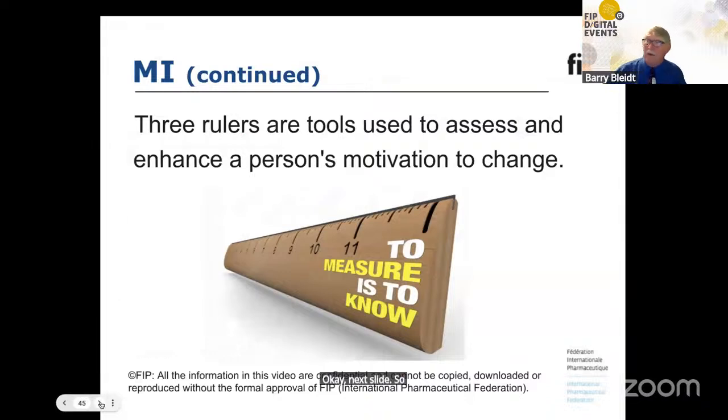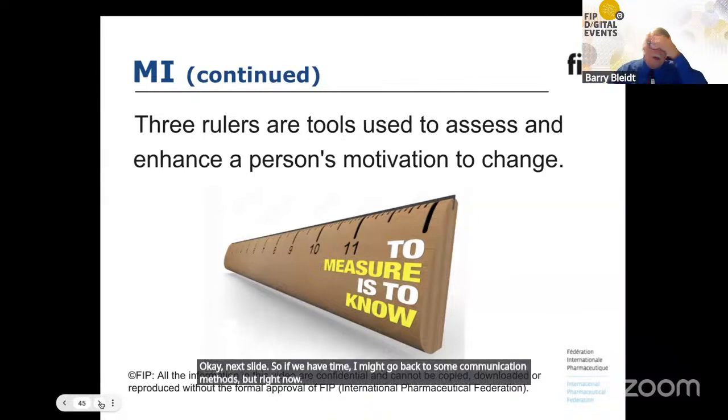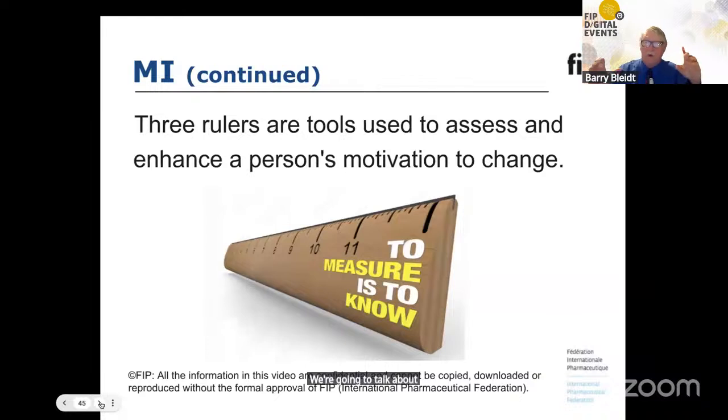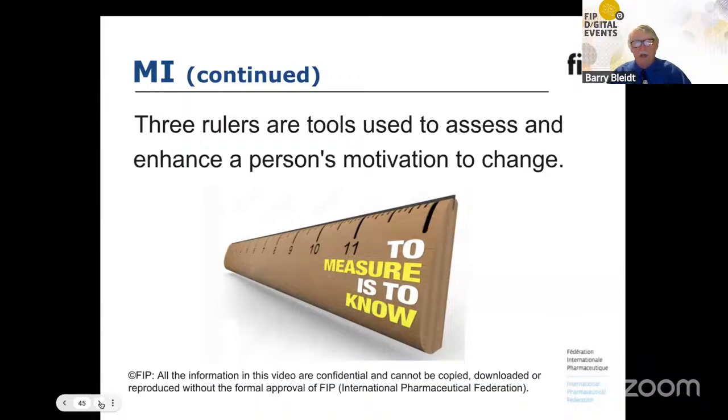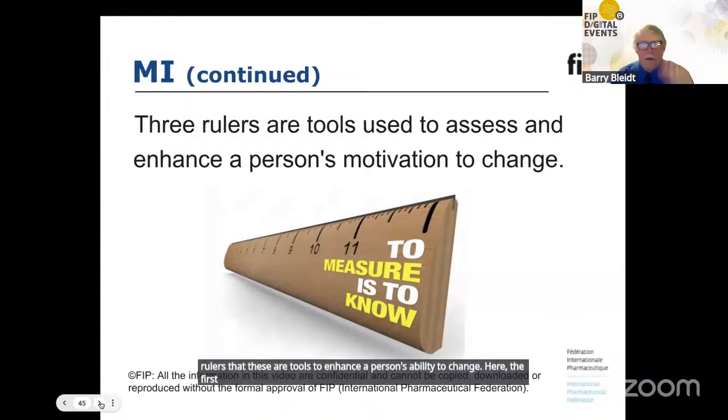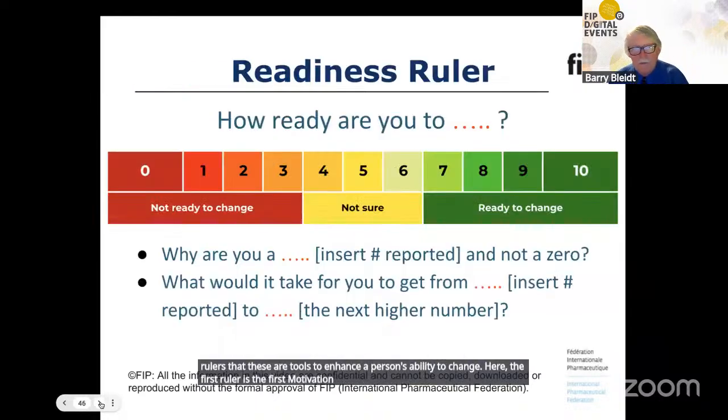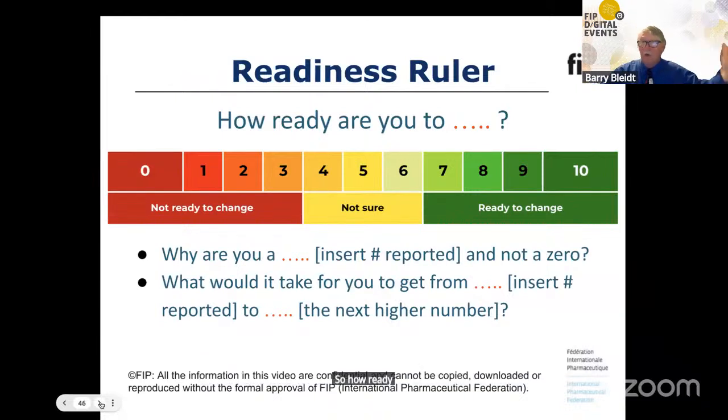If we have time, I might go back to some communication methods, but right now we're going to talk about 3 rulers we're going to be using, and I do mean rulers. These are tools to enhance a person's ability to change. The first ruler is motivation.